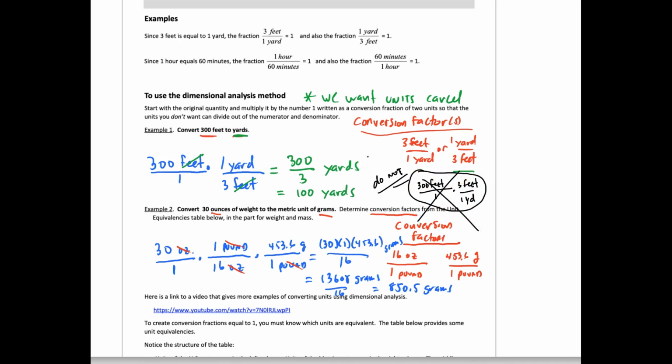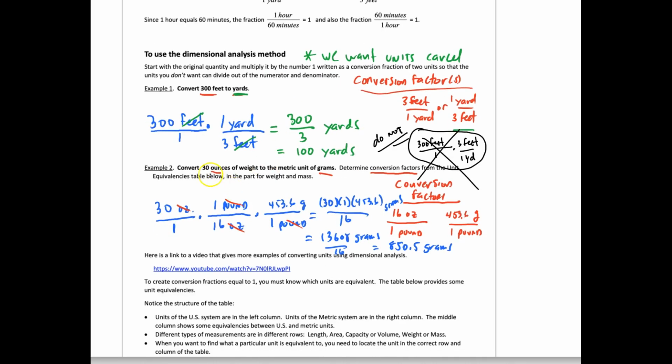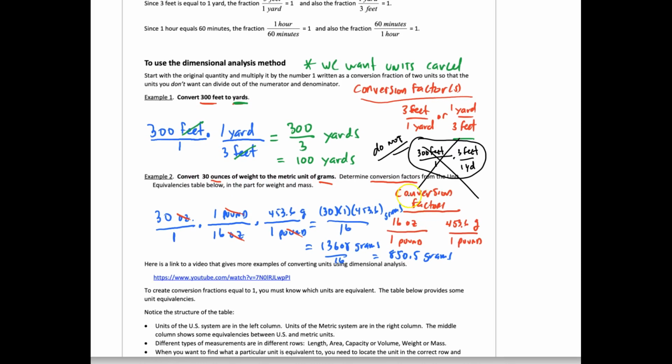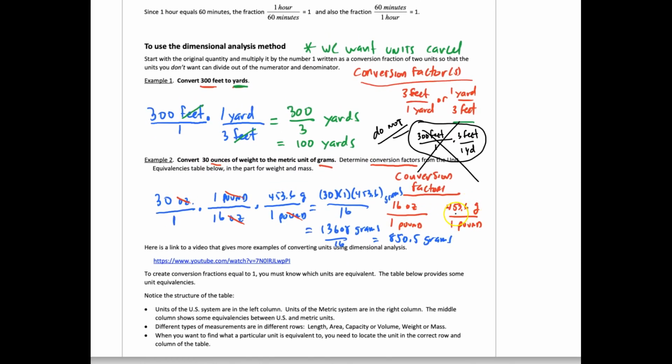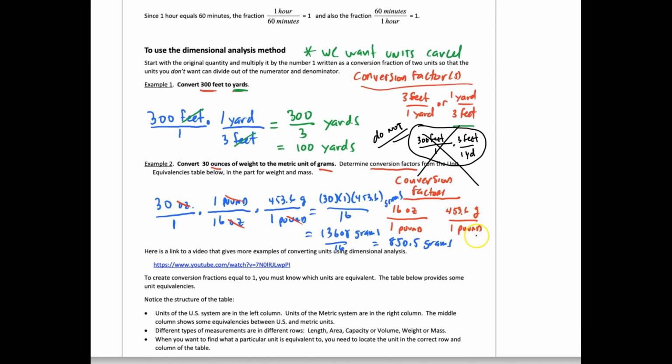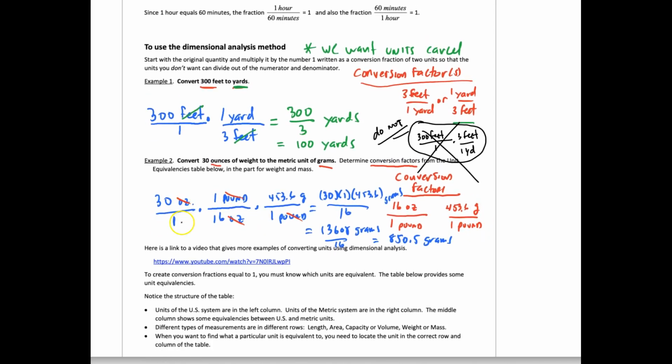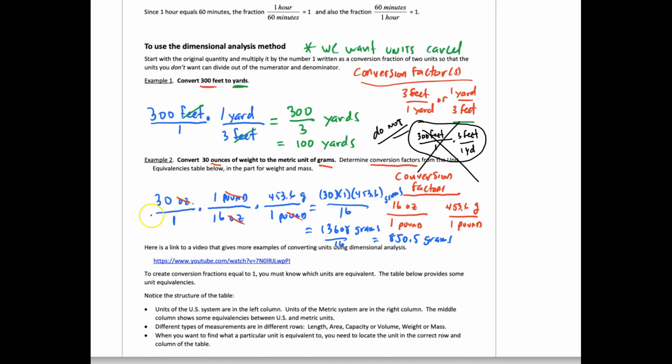Okay, let's go ahead and do another example here. 30 ounces is how many grams? Well, we need conversion factors. They're in red over here. 16 ounces is 1 pound. 453.6 grams is 1 pound. And so what we do is we start with the given 30 ounces over 1. We're going to get a fraction. And then we multiply by some conversion factor.